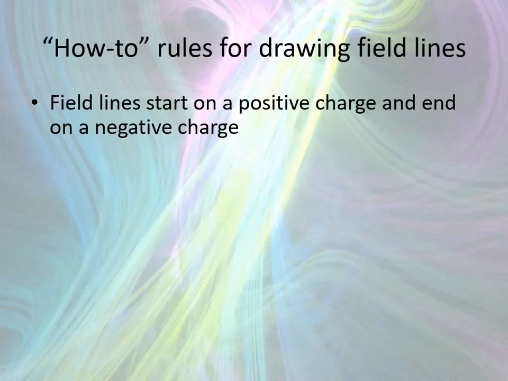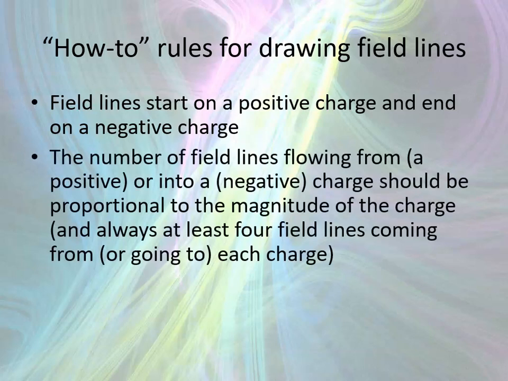And keep in mind some rules. Field lines always start on a positive charge and end on a negative charge. If you don't have a negative charge in your picture, then field lines just kind of go out into space and you pretend that they will eventually find negative charges on which to end. And the number of field lines flowing from a positive charge or into a negative charge should be proportional to the magnitude of the charge.